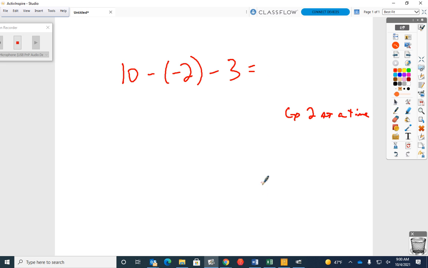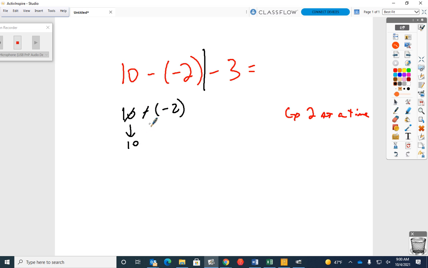Well, what does that mean? That means I'm going to take care of this first part before I do the second part. Okay? Does that make sense? Yeah. So I'm going to do 10 minus negative 2. Is this normal subtraction, this first part? No. So what's my rule? Copy, add opposite. So copy.